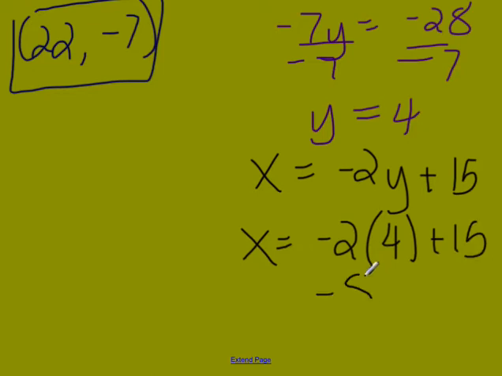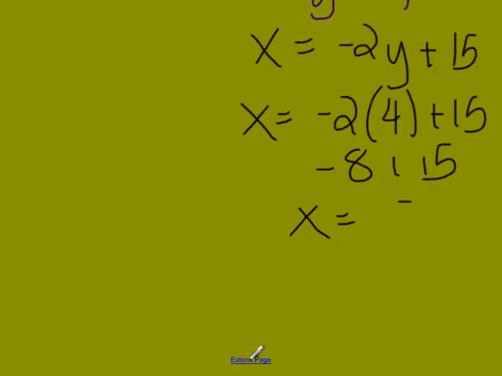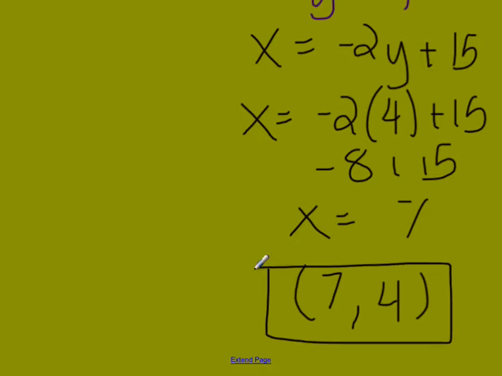So I get x is equal to negative 2 times 4 plus 15. So that's a negative 8 plus 15. So then I get that x is equal to a negative 8 plus 15, which is 7. So my x is equal to 7. So last but not least, we want to write this out as a coordinate point. First my x, then my y. So my solution to this system is 7, 4.